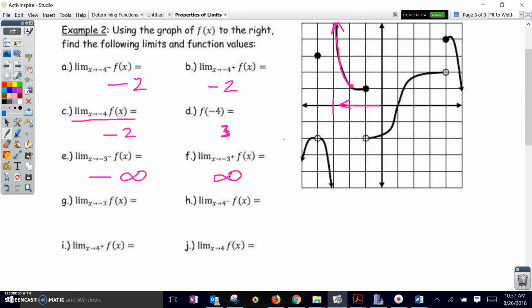Are the limit from the left and the limit from the right the same? The answer to that question is no. And so we will say that the limit as x approaches -3 of the function does not exist.